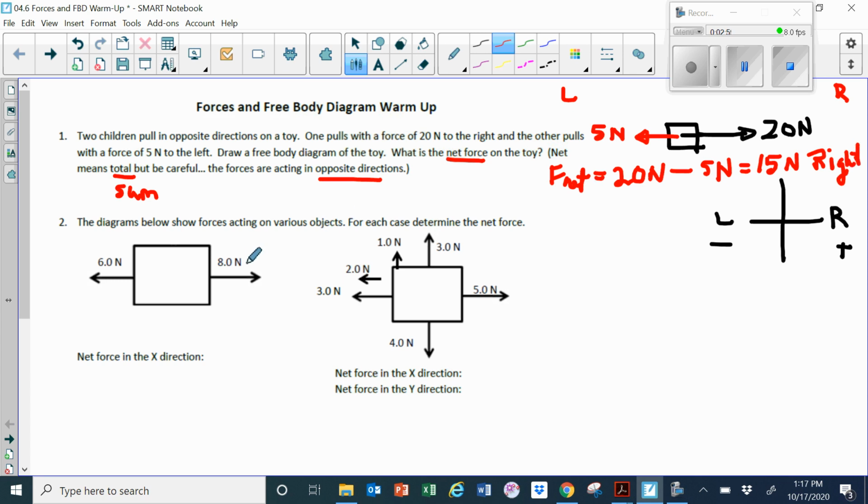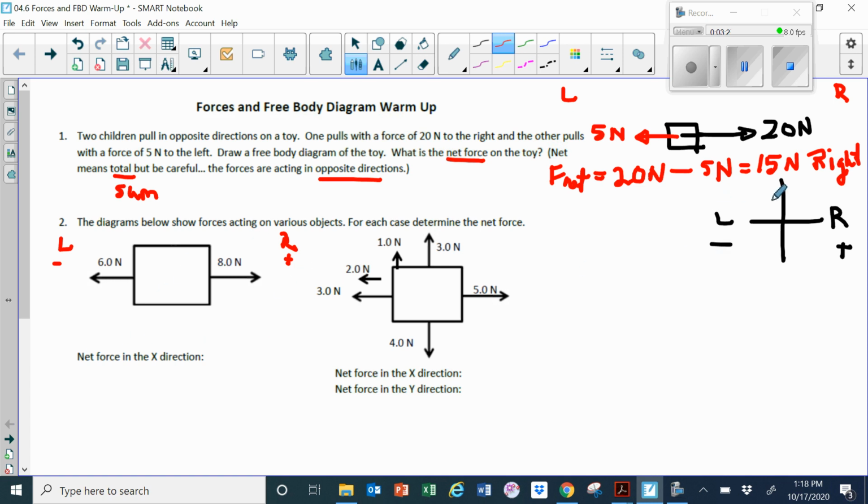Now let's look at these two down below. These are kind of complicated, but they're not. They're just trying to make a point, right? So first of all, there's the body, just like the one we just did. There's some kind of an object, and it has a force of 8 newtons to the right, and a force of 6 newtons to the left. And as we talked about, right is positive, and left is negative. Okay? And so what is the net force?